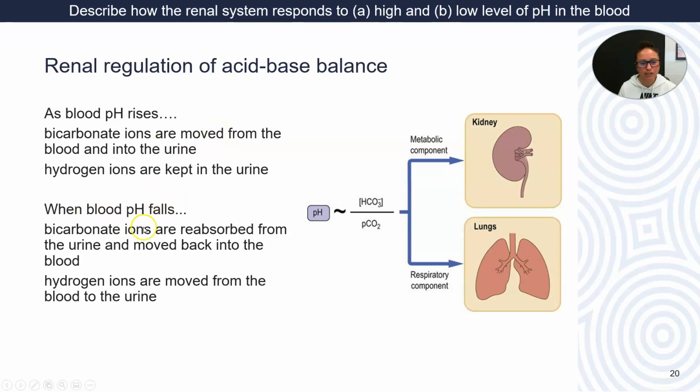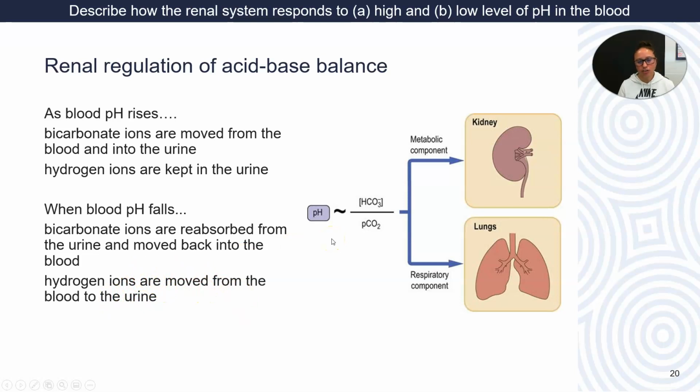When the blood pH falls, means that you have too many hydrogens, because too many hydrogens means an acidic environment, and in the pH scale, acidic environment is a low number. When the blood pH falls, bicarbonates are moved from the urine back into the blood, and we also get rid of hydrogen ions, okay?